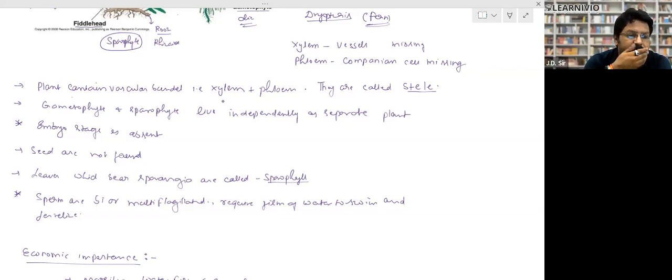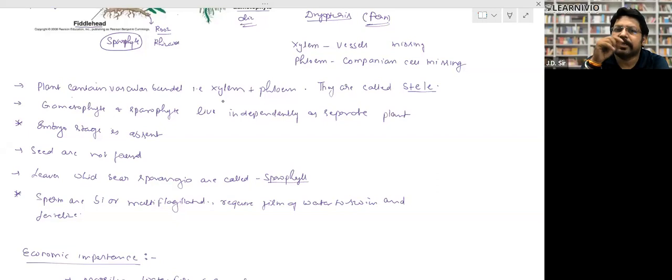Next point. Very important. Make a star. Embryo stage is absent in pteridophyte. I have a question for you.